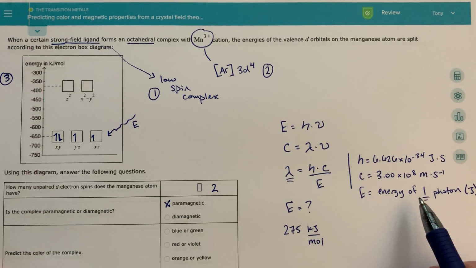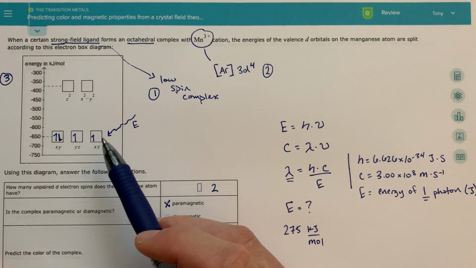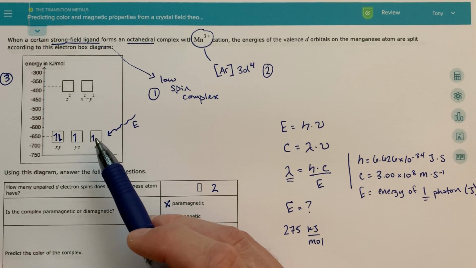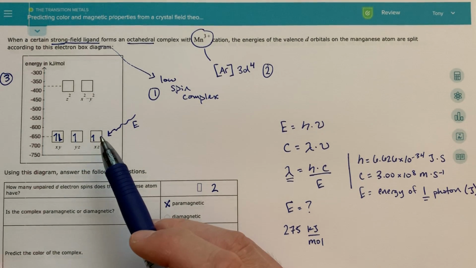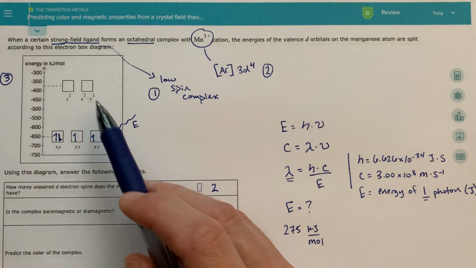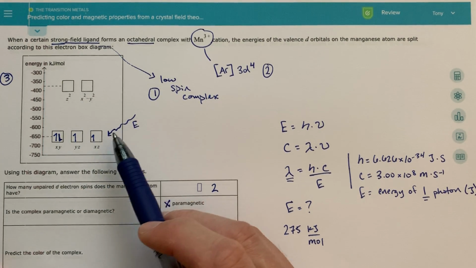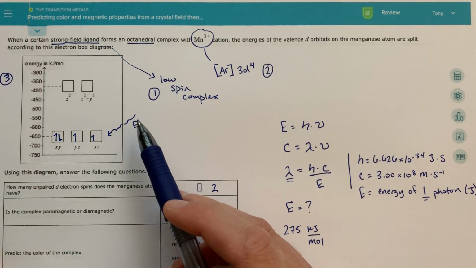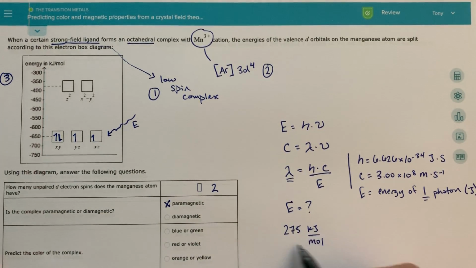That's really the thing that we're looking for here: I need to have the energy of that one photon that's coming in to interact with this electron to jump up to the higher energy level. I know that if this electron gains that amount of energy to jump up to this energy level, that amount of energy would have been absorbed from the photon. So that's where we're getting this information.